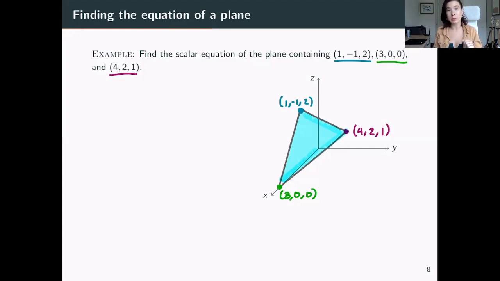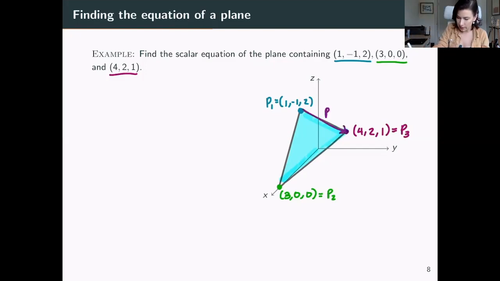What do you think would be some good candidates for vectors on the plane? Pause the video and think about that for a second. Because this triangle essentially defines the plane, any of the edges, when I think of them as vectors, would be vectors on the plane. So we could look at the vector that connects P1 to P3.